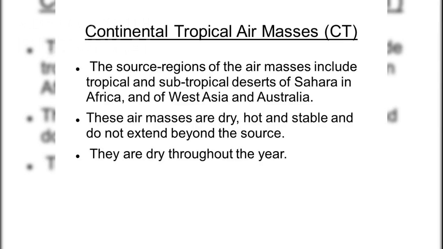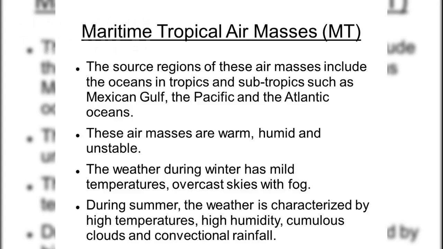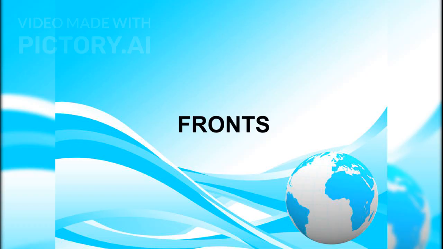Continental tropical air masses originate from tropical and subtropical deserts. They are dry, hot, and stable, maintaining these conditions throughout the year. Maritime tropical air masses form over tropical and subtropical oceans. They are warm, humid, and unstable, bringing mild temperatures and overcast skies in winter, and high humidity and rainfall in summer. Now, let's explore fronts, which are boundaries separating two air masses of different densities.